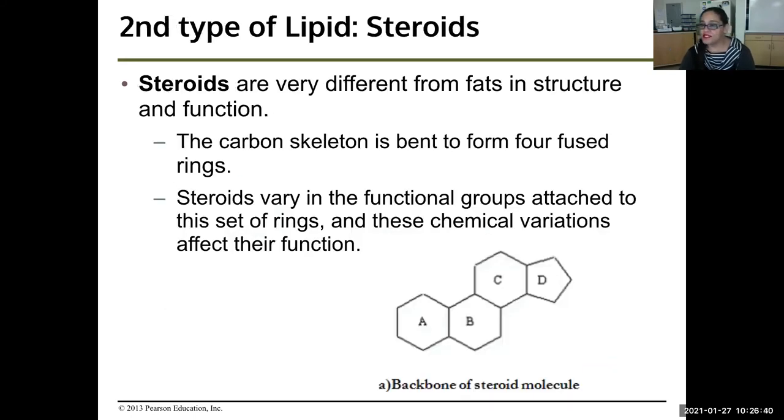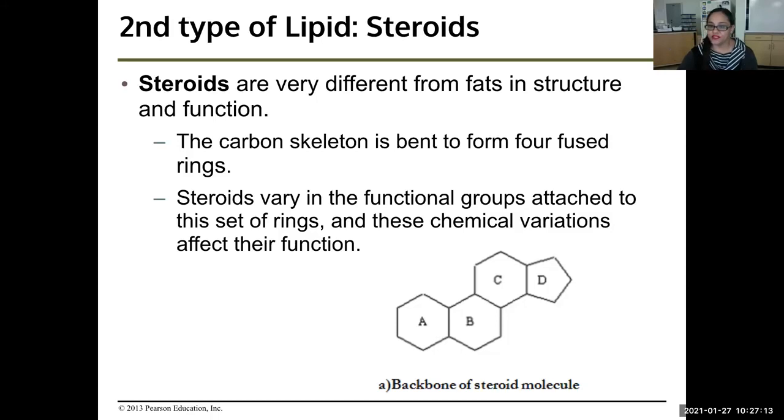A second type of lipid is steroids. They're very different from fats in structure and function. The carbon skeleton is bent to form 4 fused rings. So you can see in the picture, you see 4 rings connected together. It doesn't matter the technical shape, whether it's a pentagon or a hexagon, just that they're ring shaped and they're all stuck together. And they just vary in the functional groups attached to the set of rings. And these chemical variations affect their function.